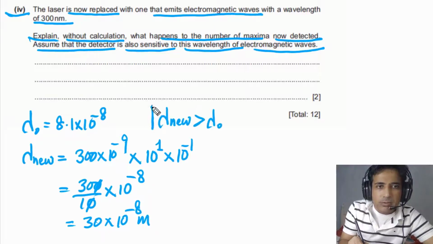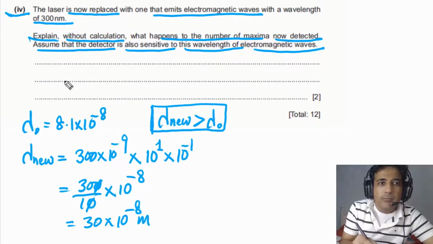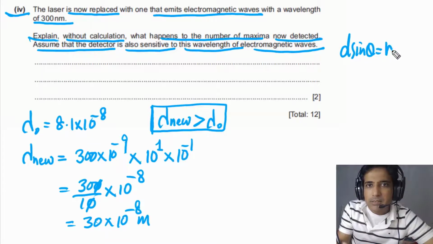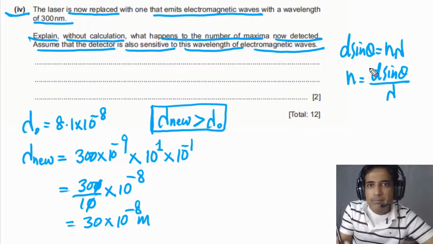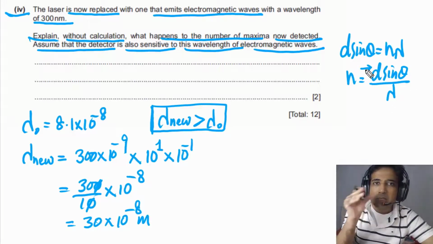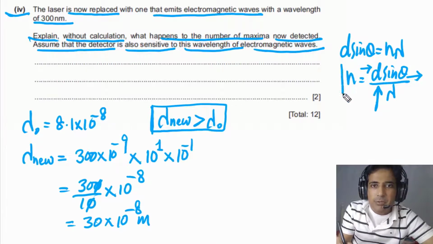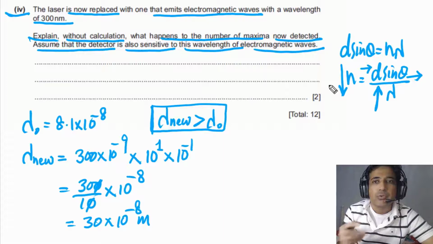In this case lambda new is greater than lambda naught. It simply means that lambda has been increased. So the first thing we need to understand is that lambda has been increased. As lambda has been increased, we can look at the diffraction grating equation, d sine theta is equal to n times lambda. From here we can write down n will be equal to d sine theta divided by lambda. In this case d is the same. We are using the same diffraction grating, and the maximum angle is also the same. So if lambda has been increased, it means the number of maxima will decrease. That's all we need to say.